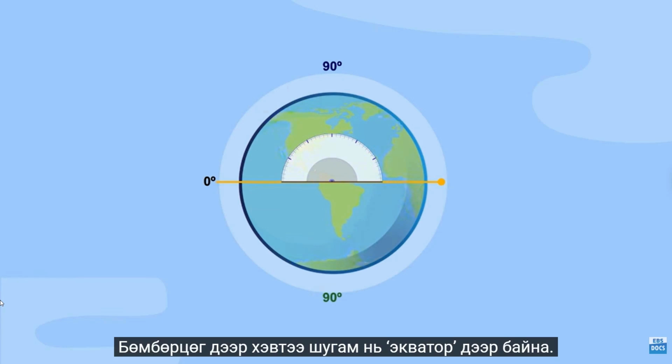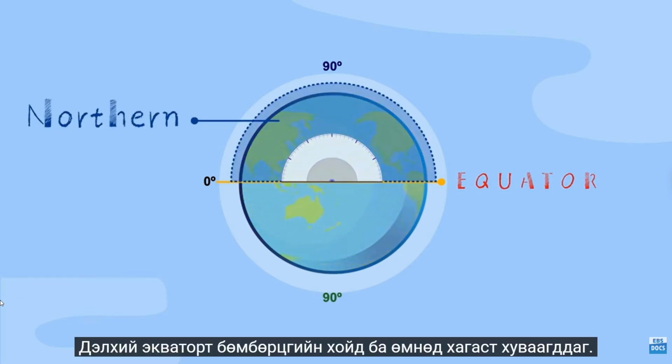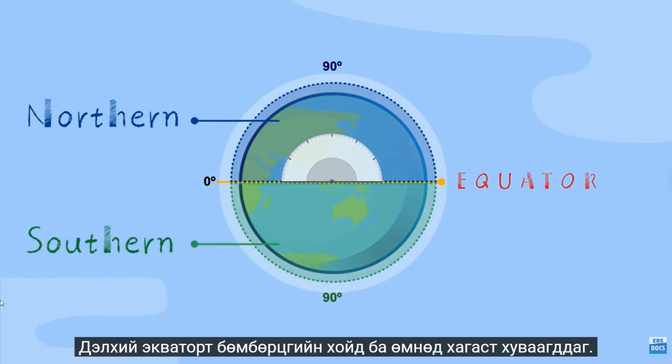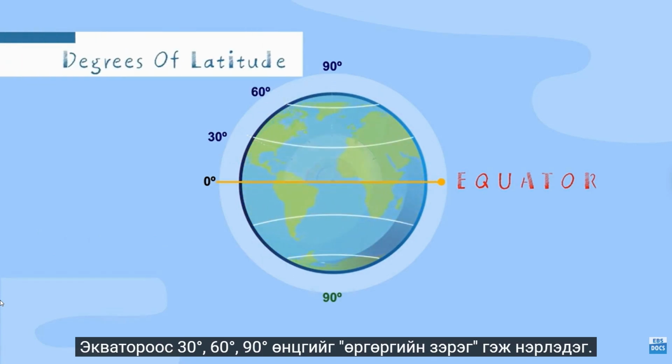On the globe, the horizontal line is at the equator. The Earth is divided at the equator into northern and southern hemispheres. The angles, 30 degrees, 60 degrees, and 90 degrees, from the equator are called degrees of latitude.